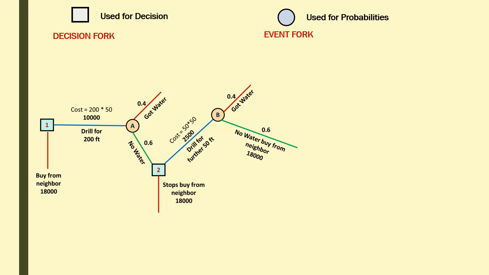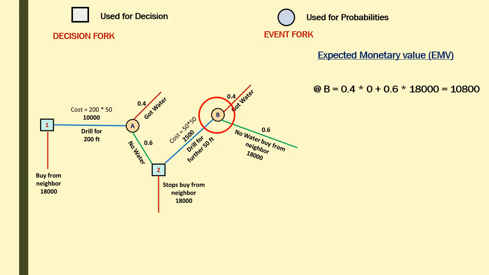Next step is to choose the right decision through expected monetary value. To calculate the EMV, we have to do the calculation from last to first. Here the last event is B. The EMV is calculated by applying the probability of success. At B, the EMV will be 0.6 into 18,000, which is equal to 10,800.